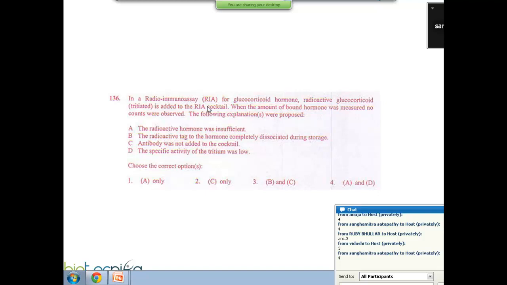See, they have given a situation in which radioactive glucocorticoid was added to the RA cocktail. Okay, so they didn't see any counts. So what could be the possible thing? Excuses. So C can also be one of the options.